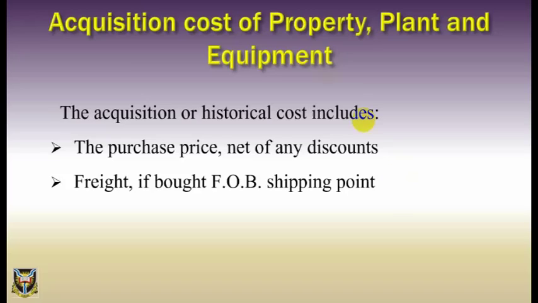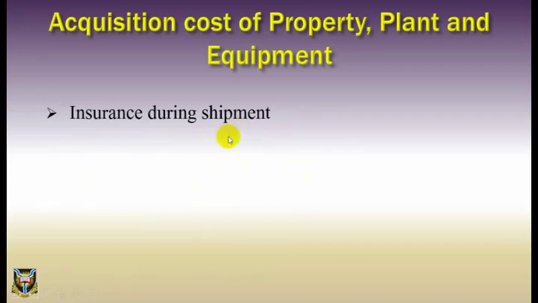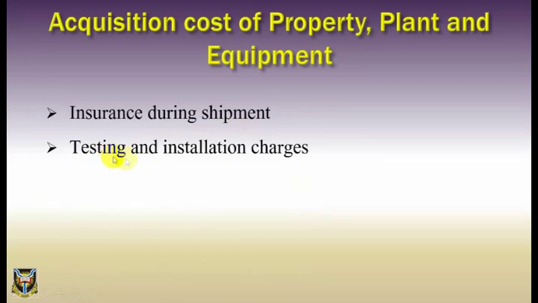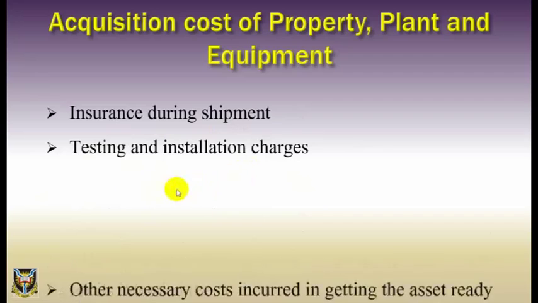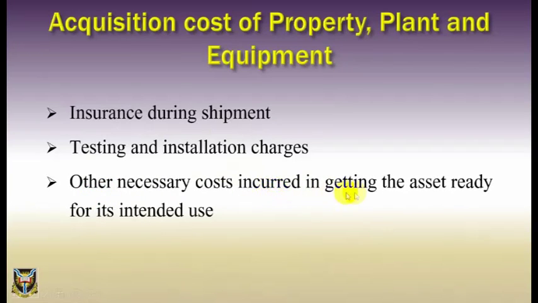B. Acquisition cost of property, plant and equipment. The acquisition cost, also known as historical cost, includes the purchase price, net of any discounts, freight if bought FOB shipping point, insurance during shipment, testing and installation charges, and other necessary costs incurred in getting the asset ready for its intended use.